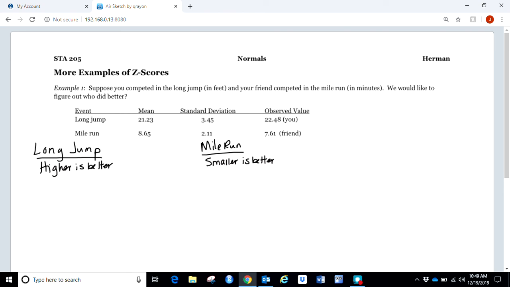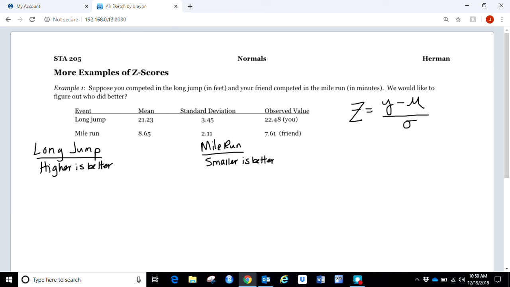So can we still answer this question? Yes, we still can. We just got to make sure we understood that in one case, higher is better. In one case, smaller is better. So looking through that first, notice looking at you, your jump distance was further than the mean. So you did better than the mean. Your friend's time was under the mean time, which is again a good thing. So they also did better than their mean. But we can still answer this question using our z formula. Recall from the last video that our z formula is the observation minus the mean divided by the standard deviation.